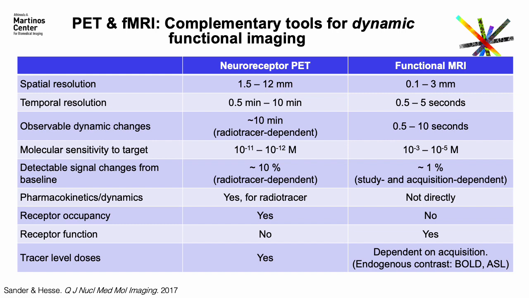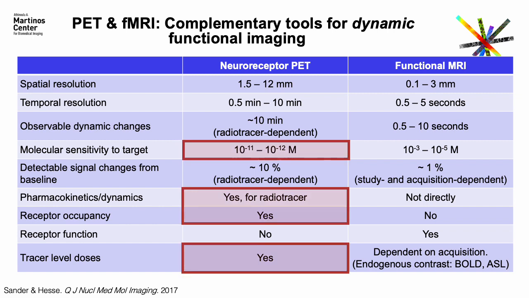And this table more specifically outlines complementary features of PET and fMRI. And here I talk about specifically neuroreceptor PET and functional MR imaging. Of course, PET is known for its molecular sensitivity to its target, and it can track pharmacokinetics and dynamics, as well as quantify receptor occupancy, all at tracer level doses. The observable dynamic changes are radiotracer dependent, and so that's really key to trying to design your studies.